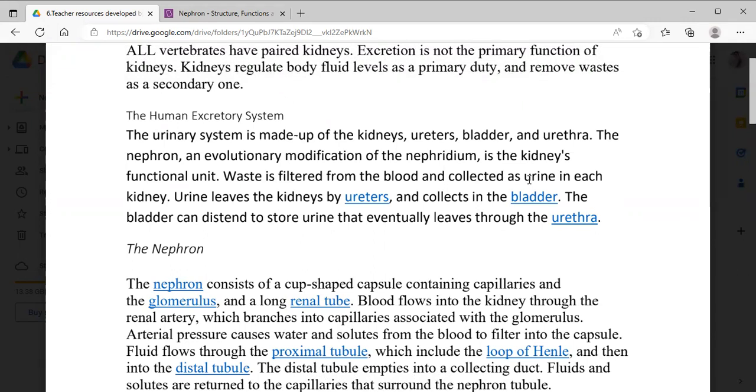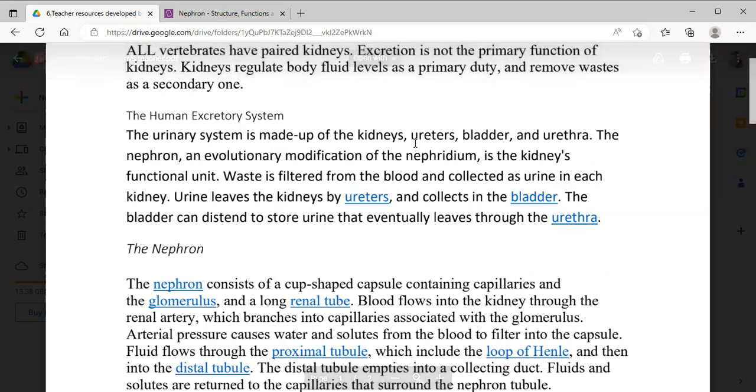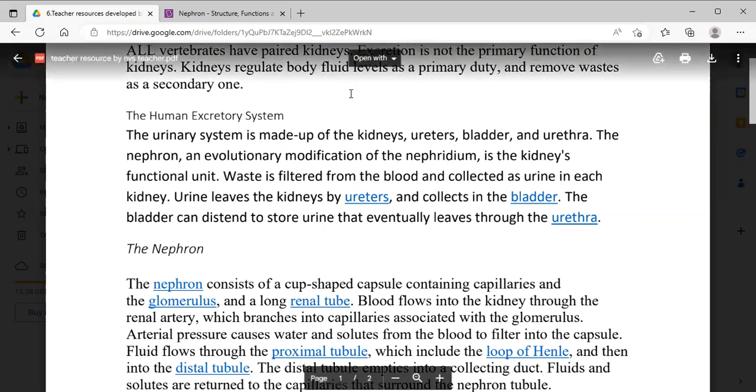The human excretory system is made up of kidneys, ureters, bladder, urethra, and the nephron. An evolutionary modification of nephridium is a kidney's functional unit.